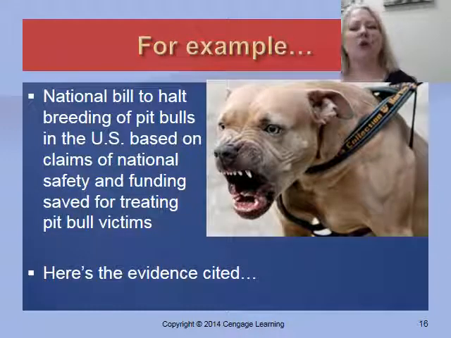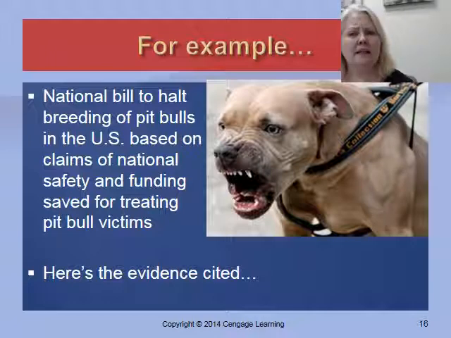Okay, so let's consider just for a minute a fake bill. Let's say there's a national bill to halt the breeding of pit bulls in the United States based on claims that they're not safe and that funding saved for treating pit bull victims would be substantial.